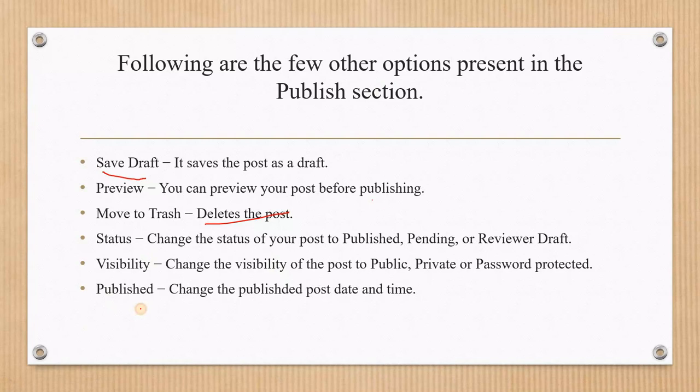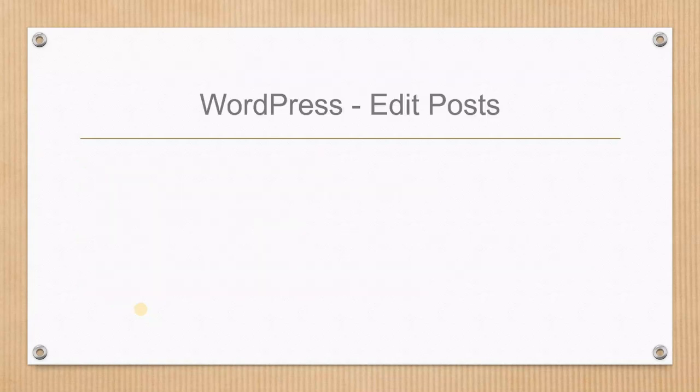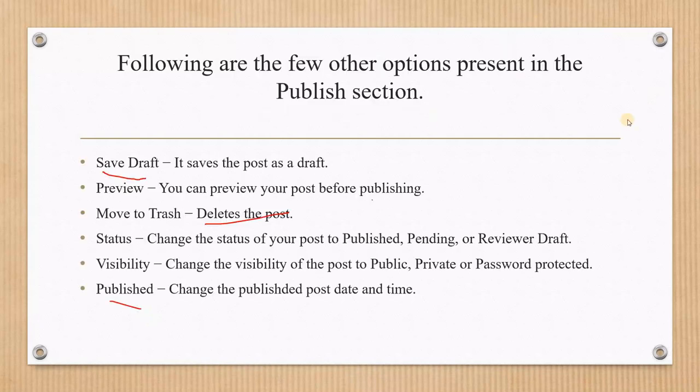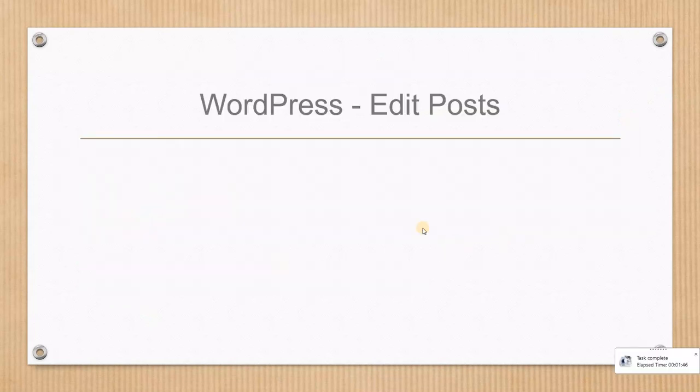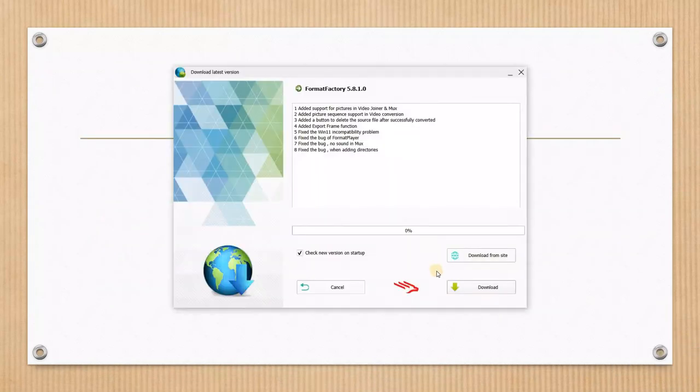Then we have published. It changes the published post day and time. So if you want to change the date and time of a post, you have to use published. Next we have edit post. Now how to edit a particular post? For that we simply have an edit link. So let me first explain how to add the post in WordPress, which we have. Next we have how to edit post in WordPress.